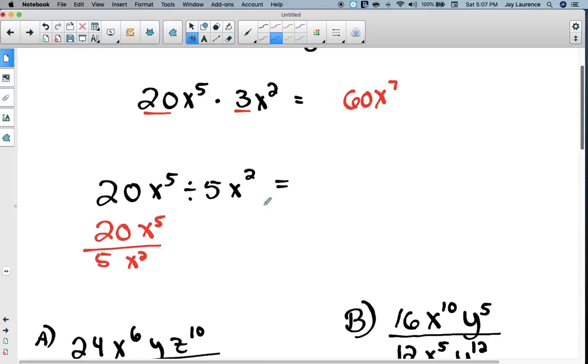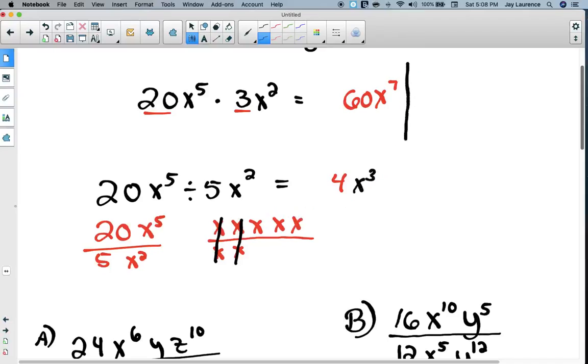I like to think about it as 20x to the fifth over 5x squared. Now, of course, I know 20 divided by 5 is 4, right? Well, when I have x to the fifth over x squared, and of course, x divided by x cancels out to 1. These two cancel out. So do these two. Well, what's left? 1, 2, 3 x's being multiplied. So I have an x cubed left. So it's 4x cubed.